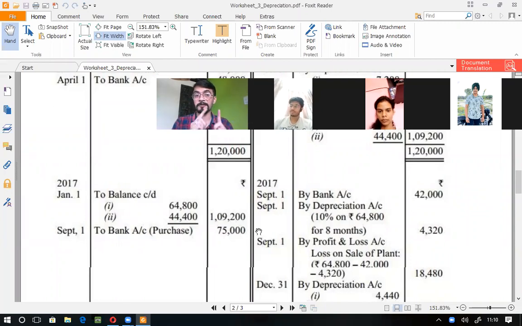64,800 मशीनरी की कॉस्ट है Jan 1 को आपके अकाउंट में, और आपने इस मशीनरी को बेच दिया September 1 में. तो सितंबर 1 में कितने में बेचा हमने? You can see in the credit side 42,000, इतने में तो हमने बेचा. But till September the value will decline, क्योंकि सितंबर तक कितने मंथ्स हुए? जनवरी से सितंबर तक how many months are there? 8 months. January, February, March, April, May, June, July.